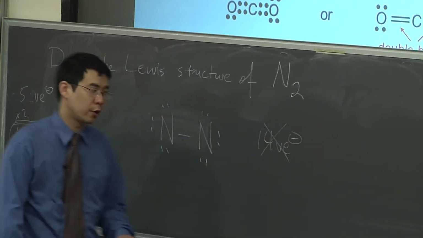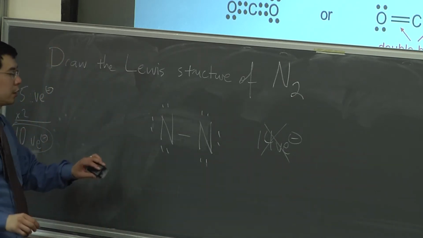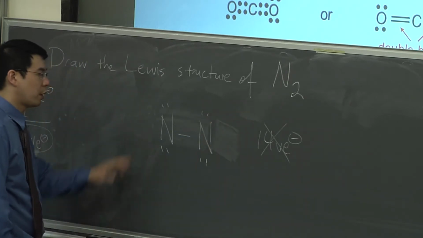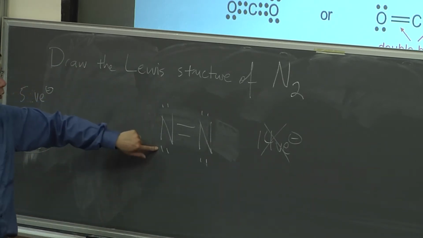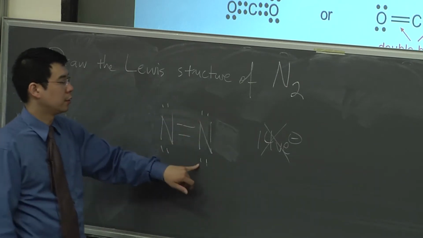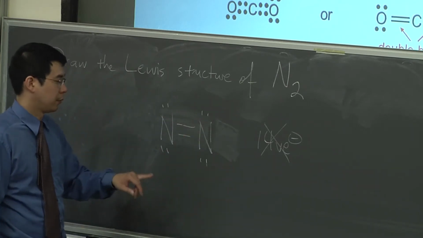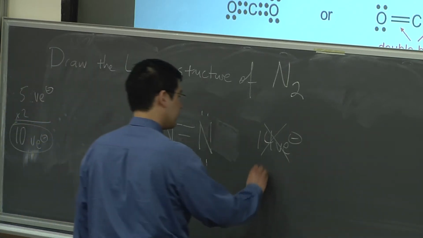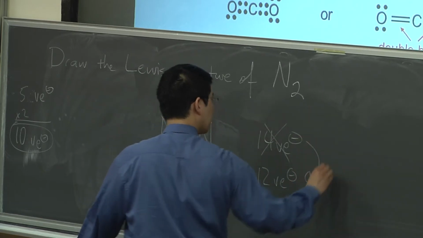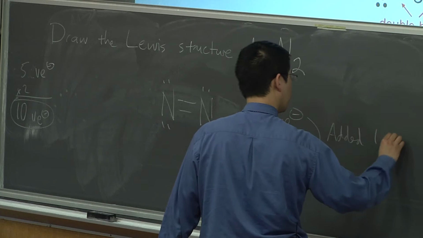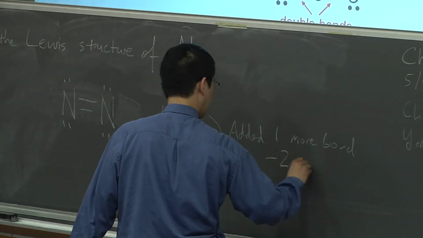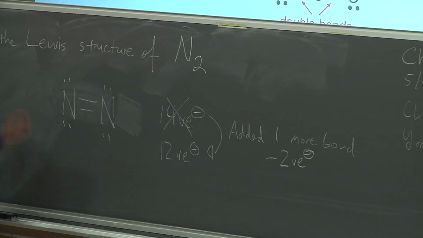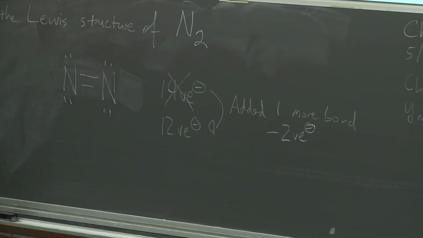What's going to happen is if I draw in a double bond, in order to keep the octets happy, I'm going to have to take 2 away from here, 2 away from here, and draw in another bond. When I do that, I get 2, 4, 6, 8 for one end, that's happy. 2, 4, 6, 8 for the other end, that's happy. But if I count 2, 4, 6, 8, 10, 12, I still have too many. So what happened? I added one more bond, and when I did that, I got rid of 2 valence electrons. I need to get down to 10, so if I add one more bond, and the same thing happens, then I'll be happy.